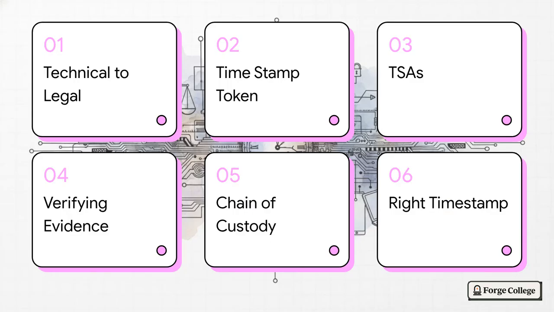Here is our engineering blueprint for today. We'll start by going from technical to legal. Then we'll break down the timestamp token, look at timestamp authorities, figure out verifying the evidence, trace the legal chain of custody, and finally wrap up with choosing the right timestamp. Let's get right to it.